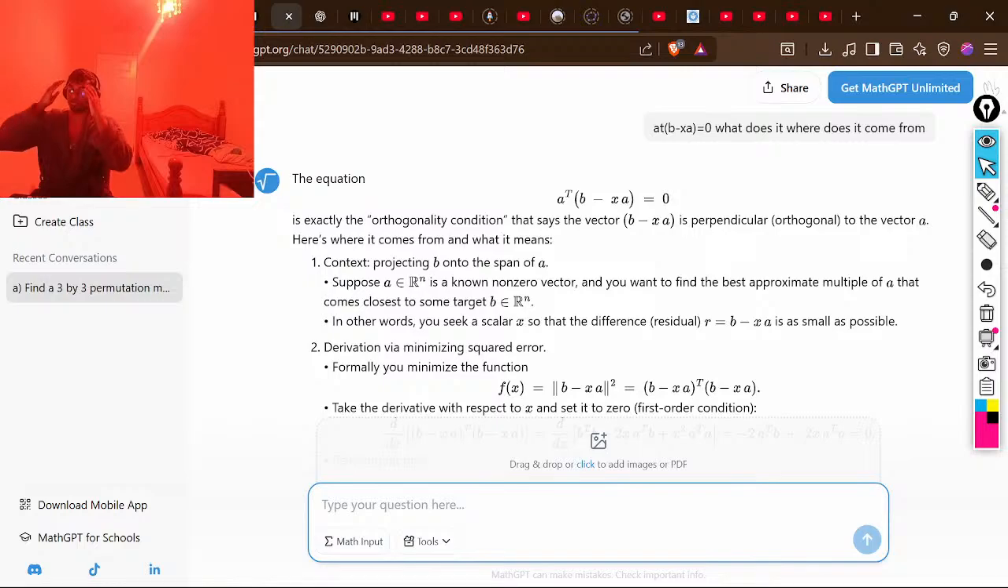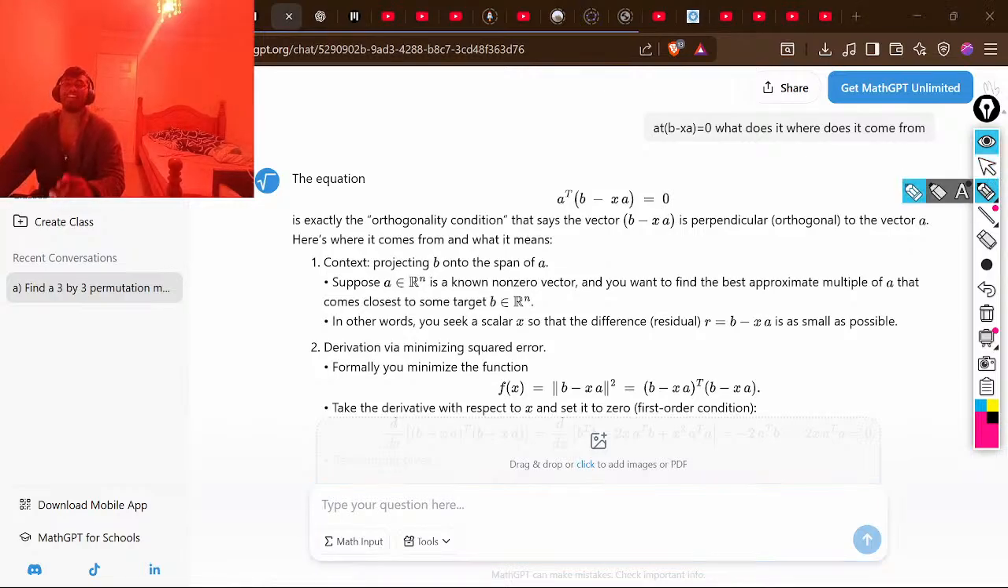Bro, what the fuck? What am I even reading? It's exactly the orthogonal condition that says vector B is equal to XA is perpendicular to the orthogonal vector. Okay, let me write it down. Too many words, bro. Can you just show it? You know what I mean?